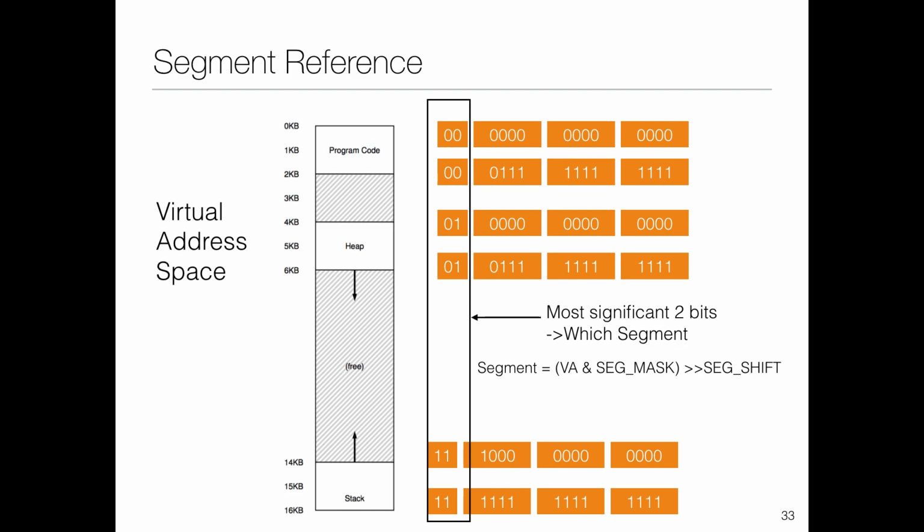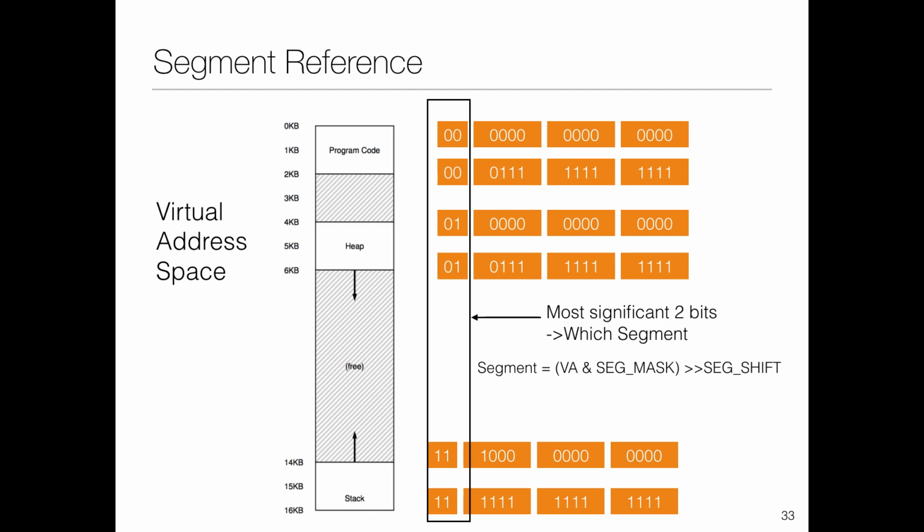So if you do an AND of 1 1 with 0 0, you get 0 0. You do a binary AND of 0 1 with 1 1, you get 0 1. You do an AND of 1 1 with 1 1, you get 1 1. These all are virtual addresses. So you take a virtual address, AND it with a segment mask, and then you do a segment shift.